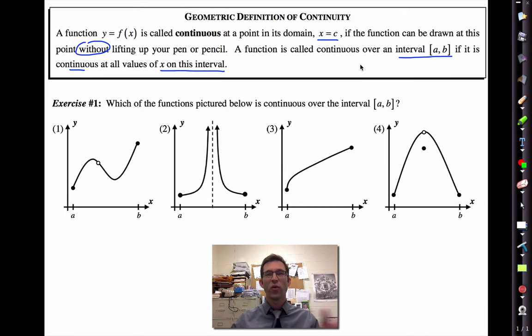If I can go from point A to point B without ever picking up my pen or pencil, we're going to say that the function is continuous on that interval. If I can't do that, then we're going to say it's not continuous on that interval, and we're going to talk about what are known as discontinuities. So take a look at exercise number 1. Which of the functions pictured below is continuous over the interval a to b?